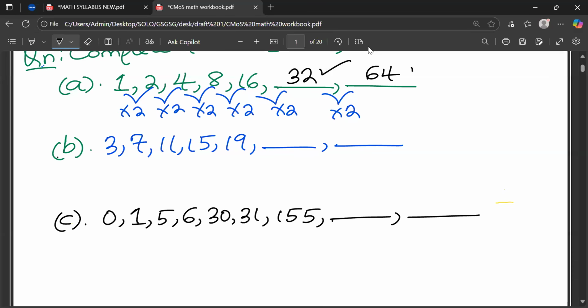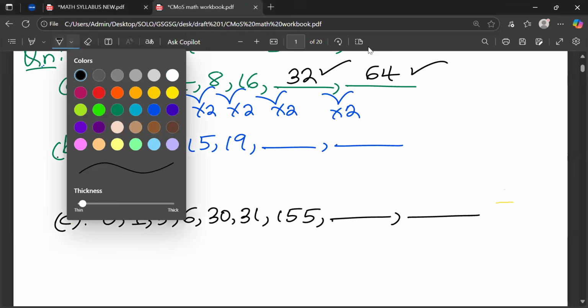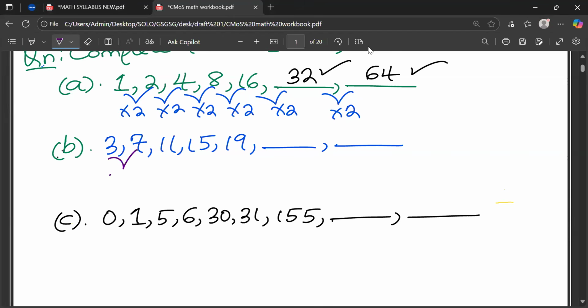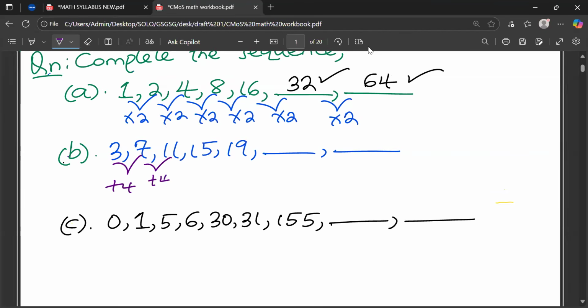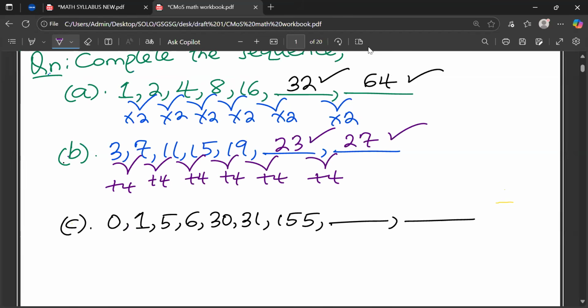So those two people passed because according to the numbers that were written before, we were multiplying by 2, by 2, by 2. Then this second one, if I'm to realize, plus 4, plus 4, plus 4, that is 23, plus 4, that is 27. People passed that one too.